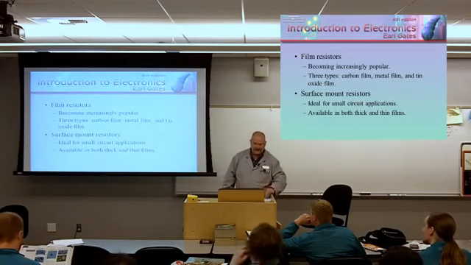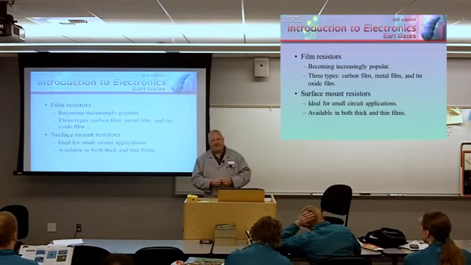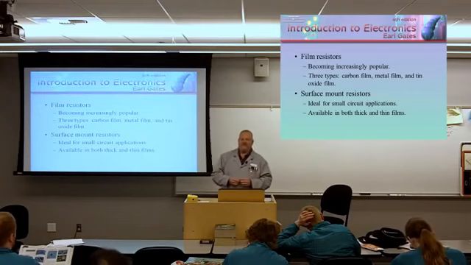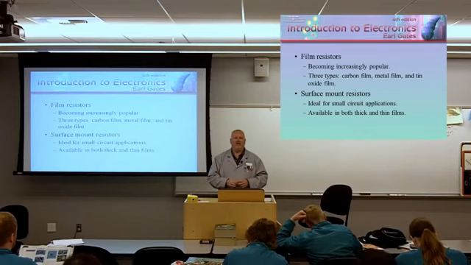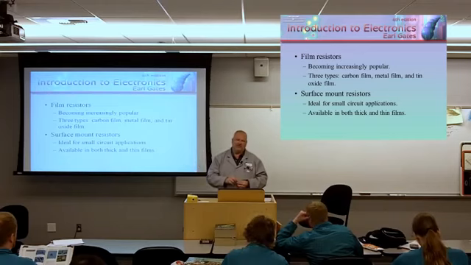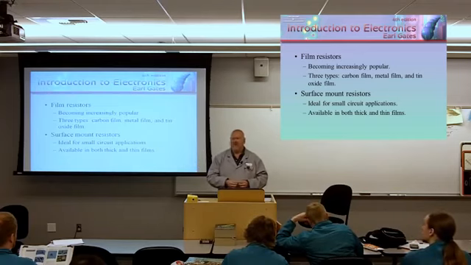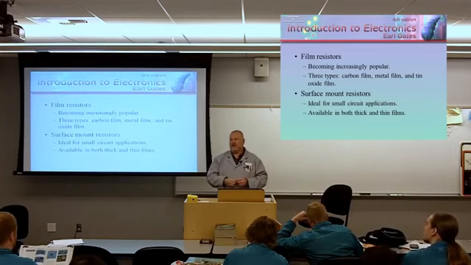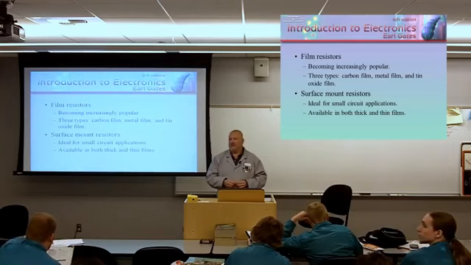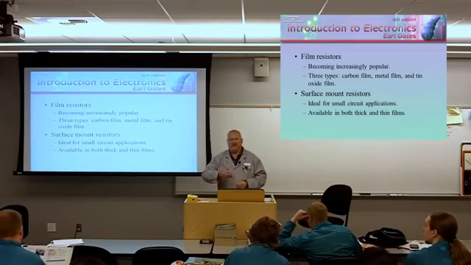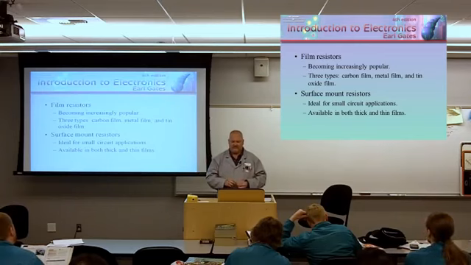Film resistors are becoming increasingly popular. There are three different types: carbon film, metal film, and tin oxide film. By film, we mean a manufacturing process that lays down a thin film of this material on a substrate, and then that becomes the resistive material. Some of the manufacturing processes are actually on par with manufacturing solid-state semiconductor devices.